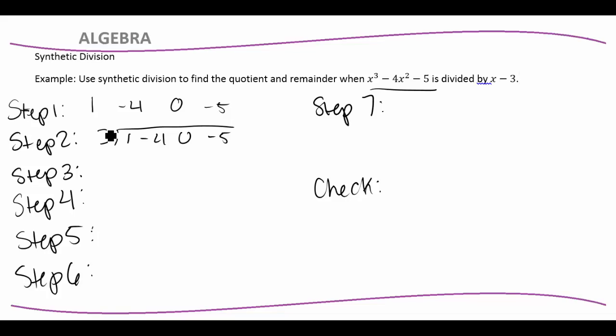Step 3, bring the 1 down to row 3 and enter it there. So we're going to bring down this first number, which is 1, down to row 3, and that's going to be our first number in row 3.